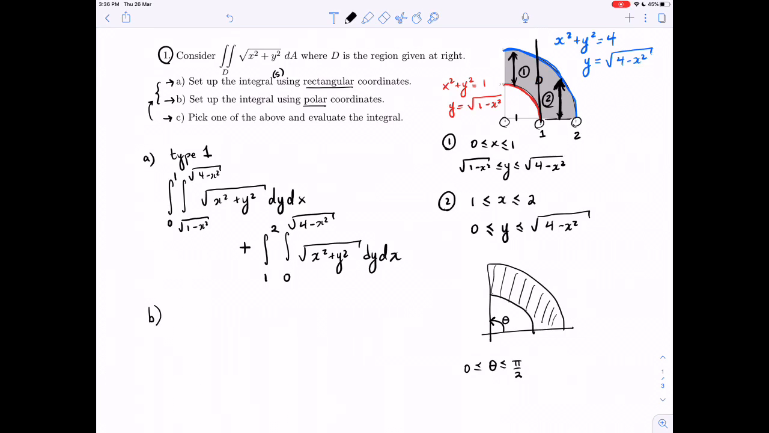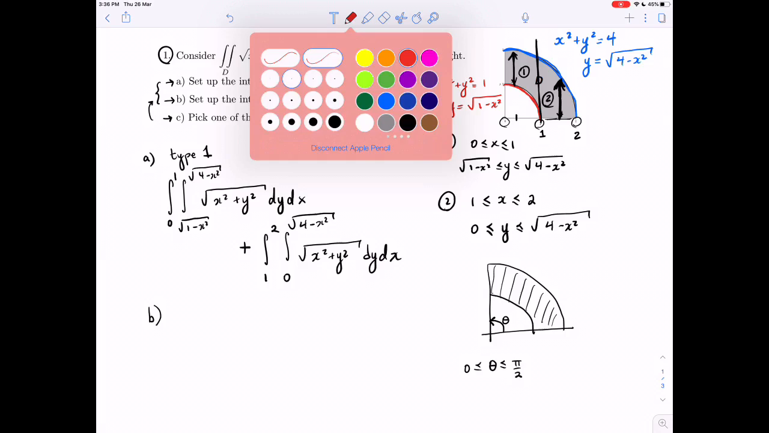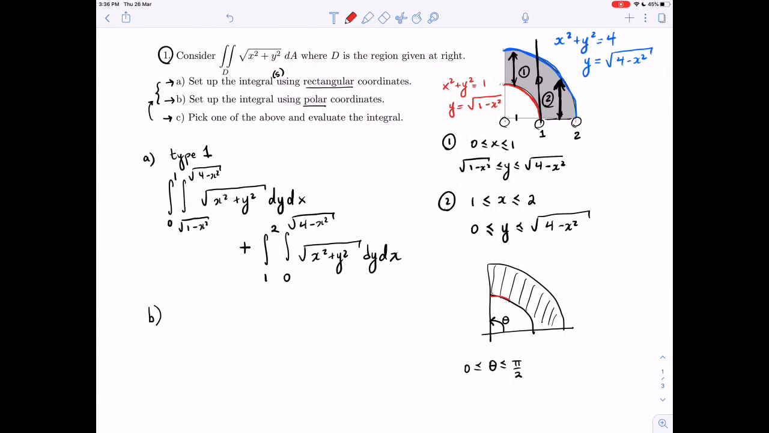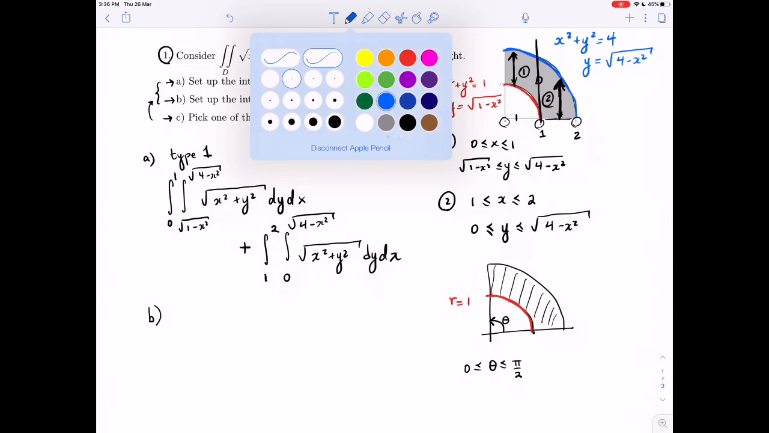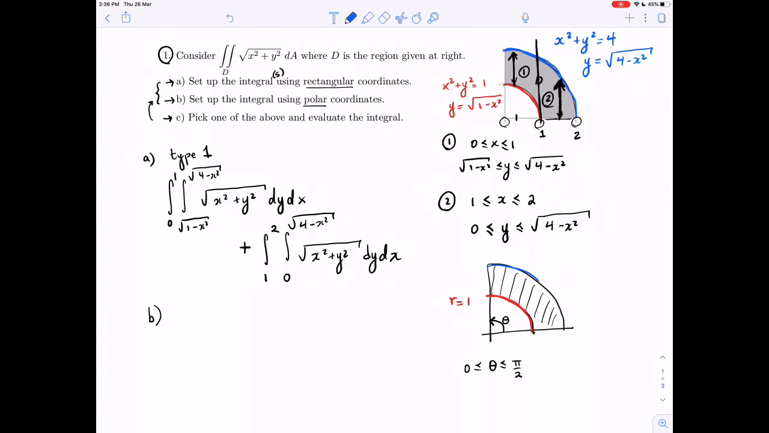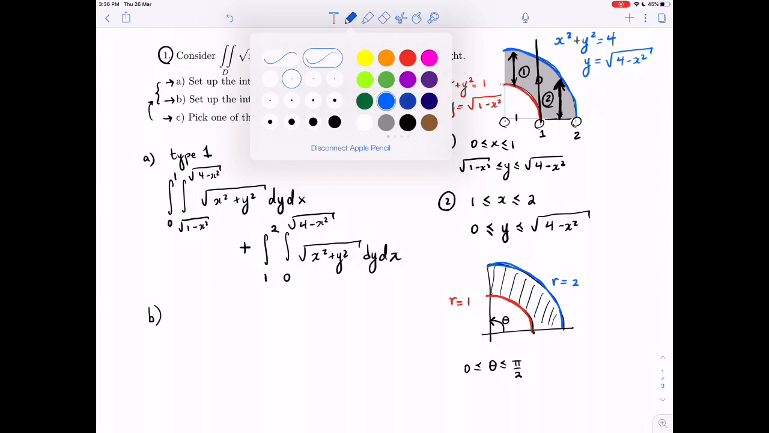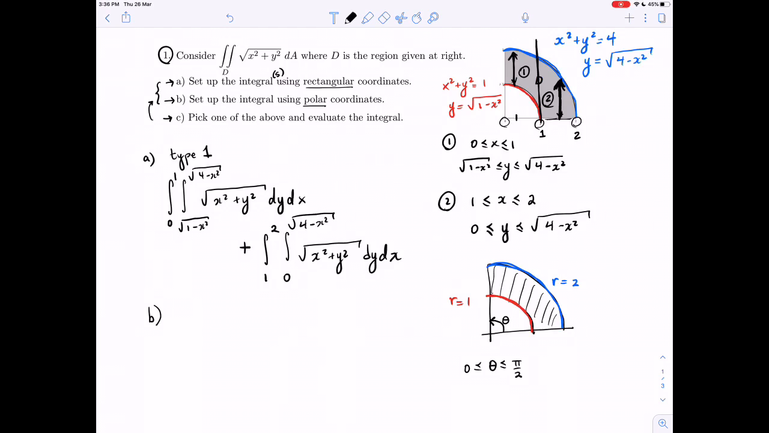The inequality with respect to r, well, if we take this circle, the one in red here to match above, that's the circle r is 1. And then the circle in blue here, that's the circle r is 2. So the inequality in terms of r is 1 is less than or equal to r is less than or equal to 2. So the inequalities give us our double integrals.